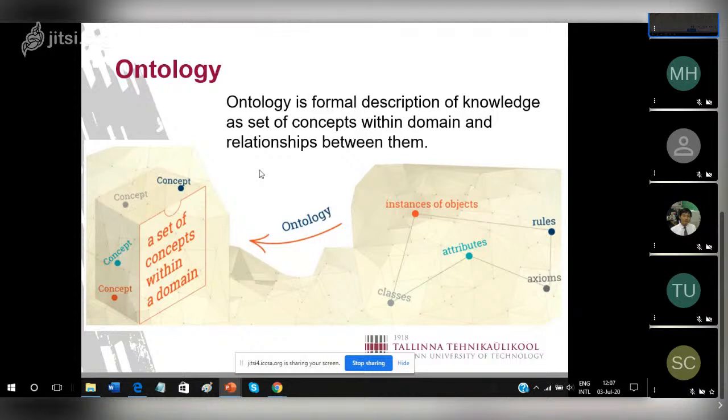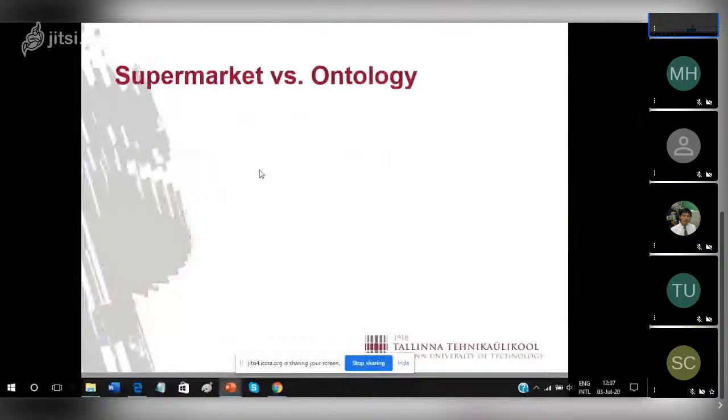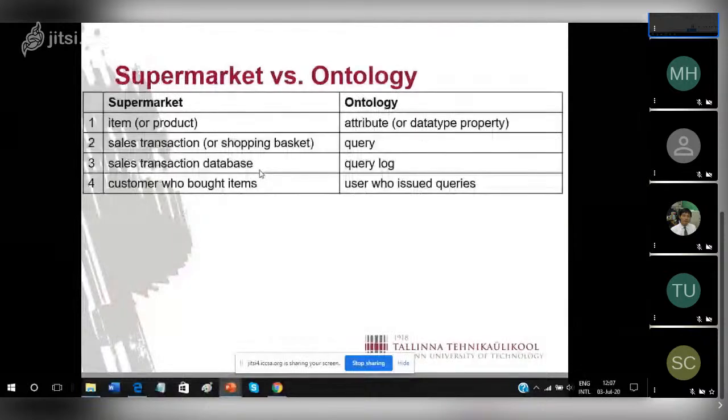In our paper, we proposed to think of an ontology as if it were a supermarket. In the supermarket, we have items or products. So we think of an item or product as if it were an attribute of an ontology. So let item be an attribute, let basket or sales transaction be a query, and let sales transaction database be a query log, and customers who bought items in a supermarket be users who issued queries against the ontology.